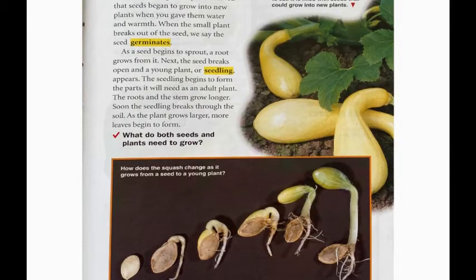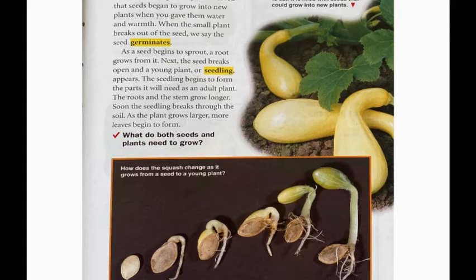What seeds need. In the investigation, you observed that seeds began to grow into new plants when you gave them water and warmth. When the small plant breaks out of the seed, we say the seed germinates. As a seed begins to sprout, a root grows from it. Next, the seed breaks open and a young plant or seedling appears. The seedling begins to form the parts it will need as an adult plant.